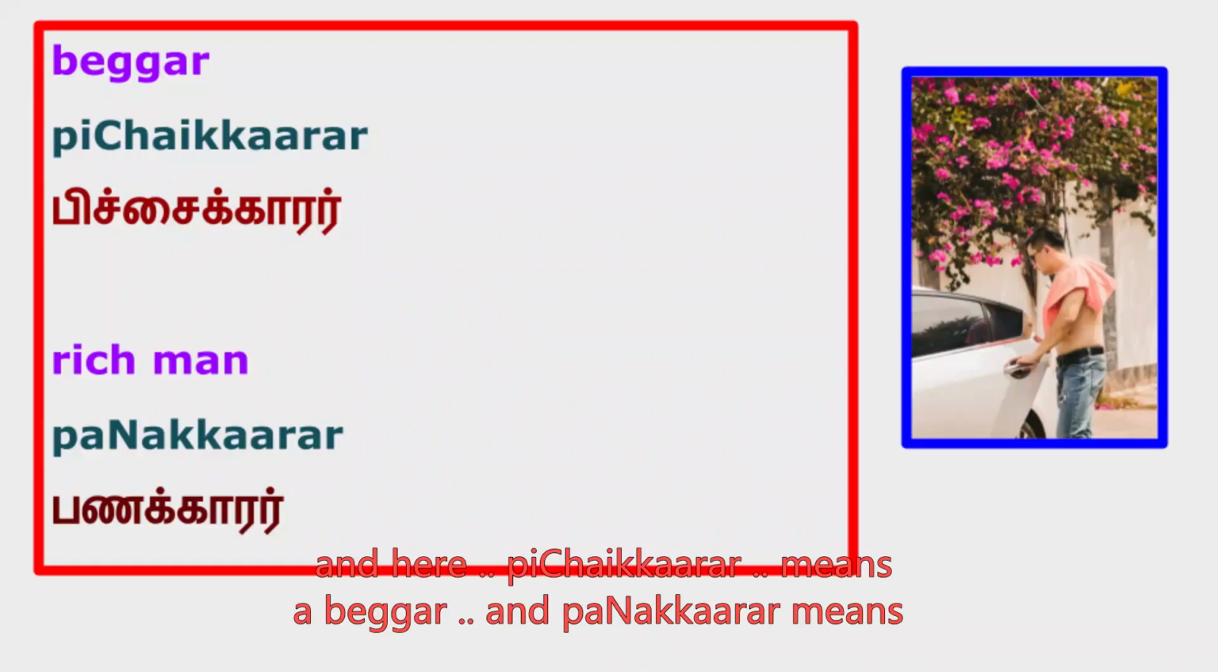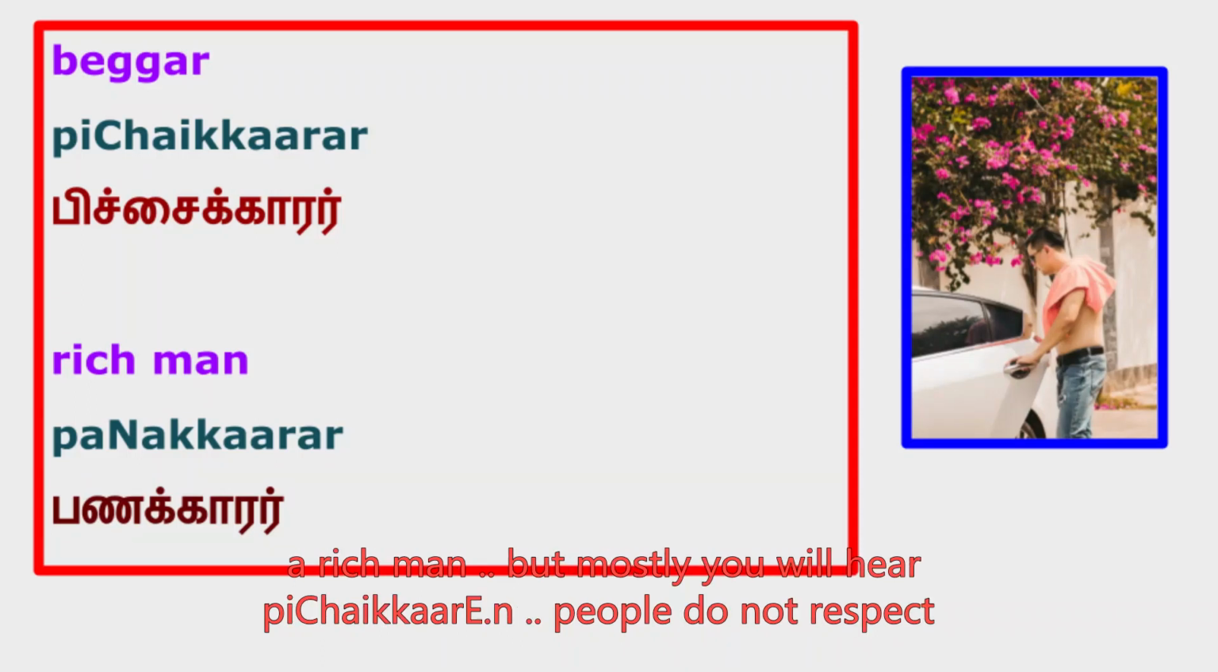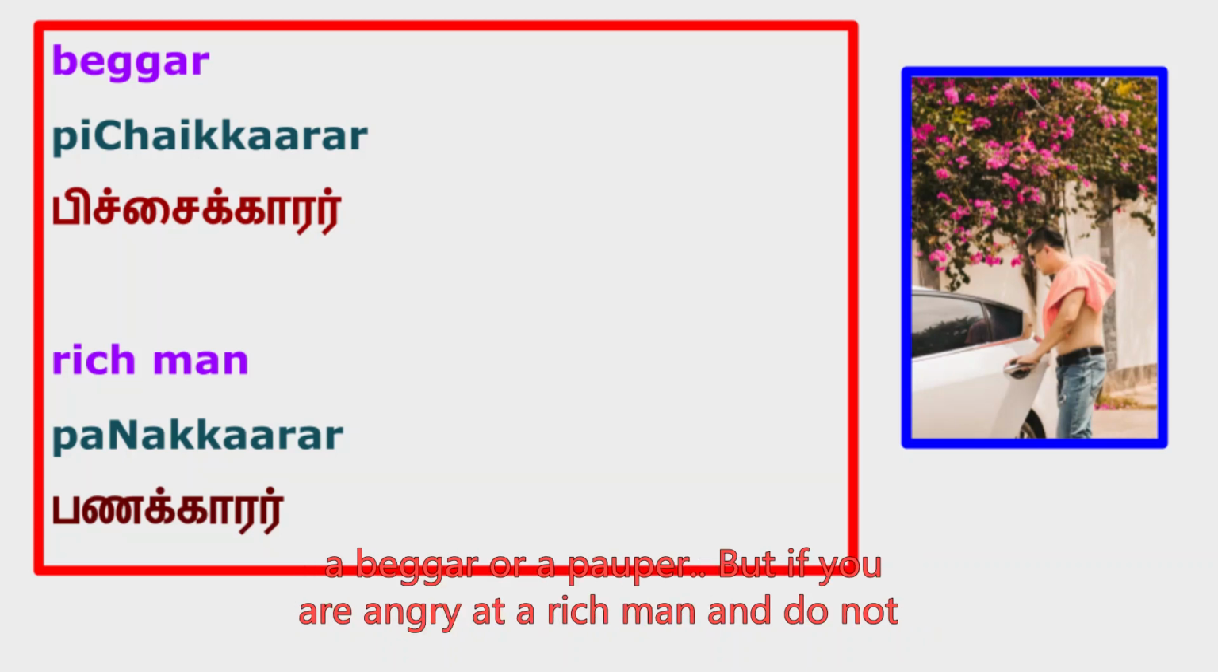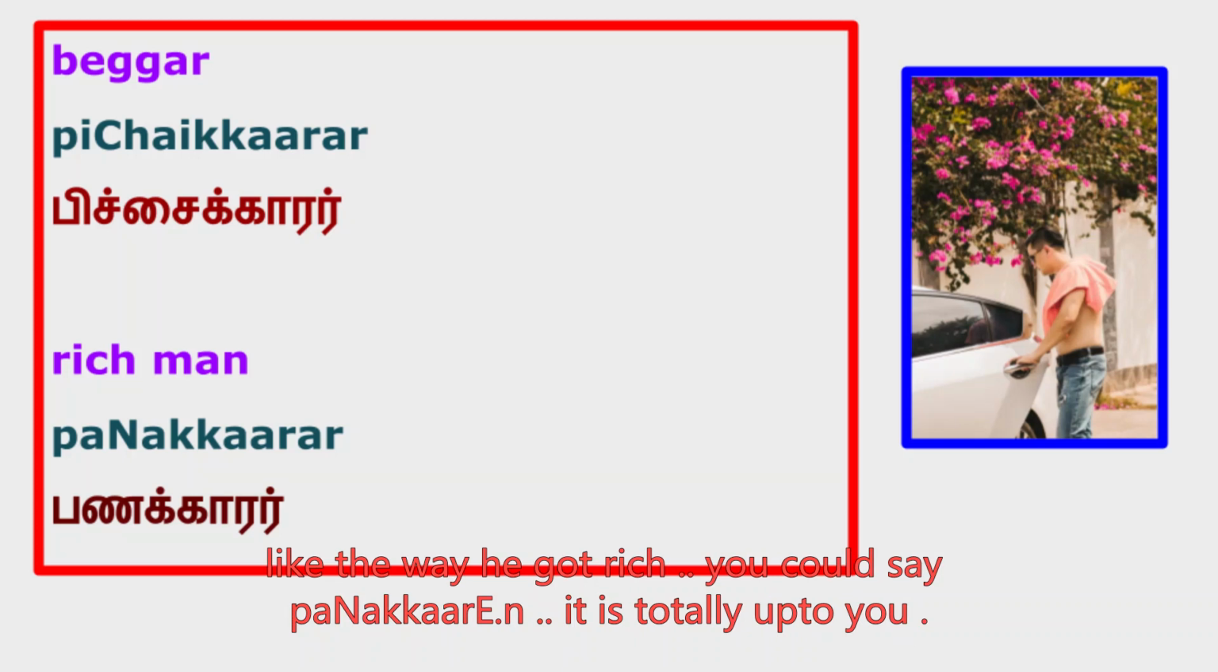And here pichaykarar means a beggar and panakkarar means a rich man. But mostly you'll hear pichakare. People do not respect a beggar or a pauper. But if you're angry at a rich man and do not like the way he got rich, you could say panakkaran. It is totally up to you.